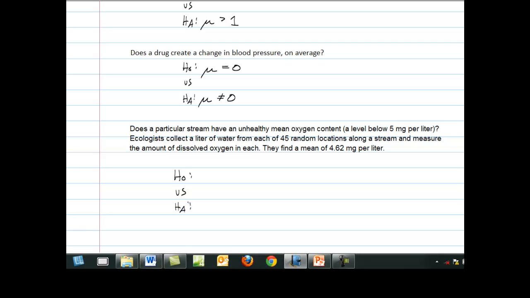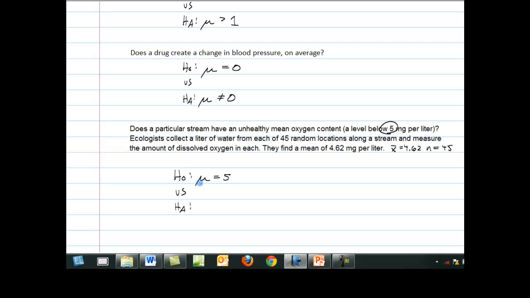Now, they say an unhealthy mean oxygen content is a level below 5 milligrams per liter. Ecologists collect a liter of water from each of 45 random locations, so I have a sample size of 45, along a stream and measure the amount of dissolved oxygen in each, and they find a mean of 4.62 milligrams per liter. So this is what we have. We have X bar is 4.62, we have a sample size of 45, and then we have this 5 value up here. Well, that's the true population mean that I'm trying to test this against.